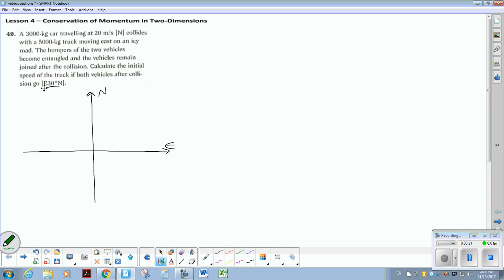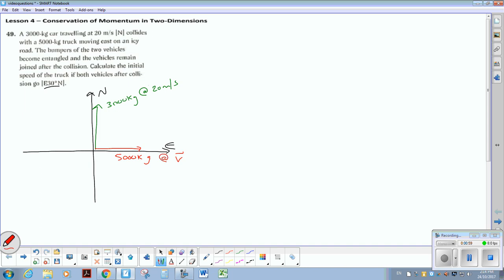A 3,000 kilogram car traveling 20 meters per second north, so 3,000 kgs at 20 meters per second, collides with a 5,000 kilogram truck moving east, so 5,000 kgs at, I don't know, it's not given. They become entangled, their bumpers, and they remain joined after the collision. Calculate the initial speed of the truck if both vehicles after collision go east 30 degrees north.